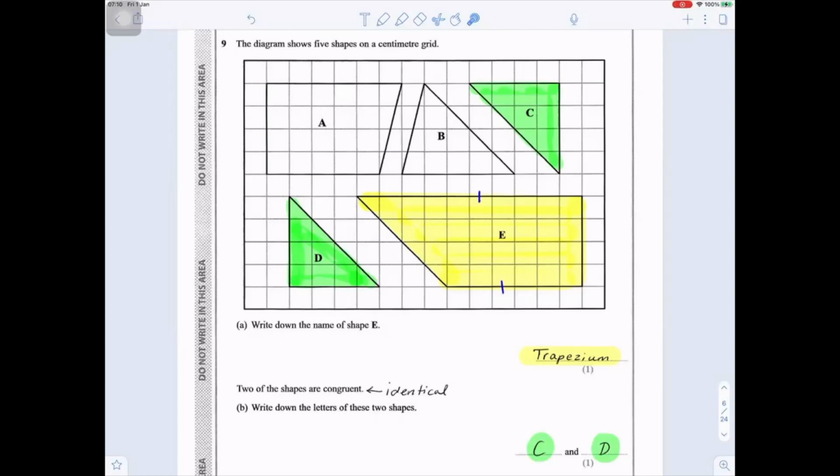2 of the shapes are congruent. Congruent means identical. Write down the letters of these 2 shapes. Which 2 shapes are congruent or identical? The ones I've colored in green, shape D and shape C, they are identical. So shape C and D are congruent.